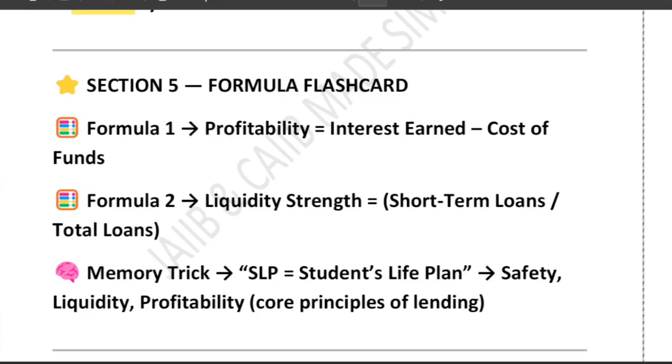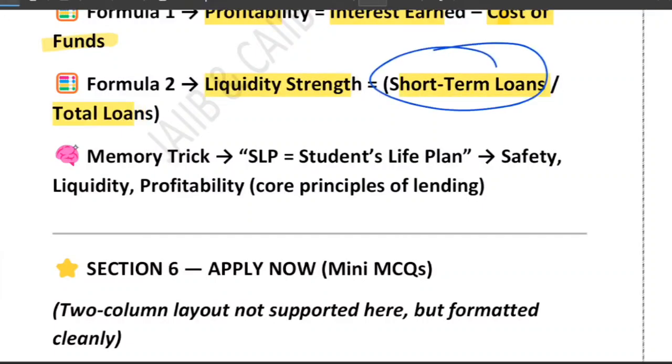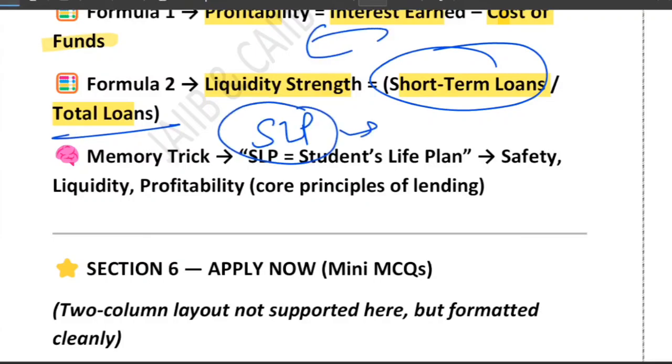The first rule that we come to know is that profitability is equal to how much interest you have earned minus the cost of fund. If you subtract cost of fund from interest earned, this will give you the profitability. Second thing we have discussed, that liquidity strength is based on short-term loan over total loan, means how much short-term loan you have as compared to total loan. That gives you the liquidity strength. And the third thing we have just learned is called SLP. What is SLP? Safety, liquidity and profitability, which is the core principle of lending.